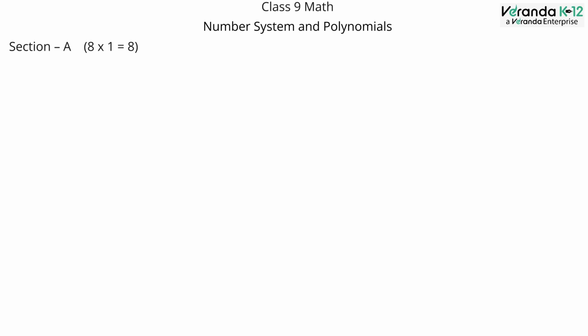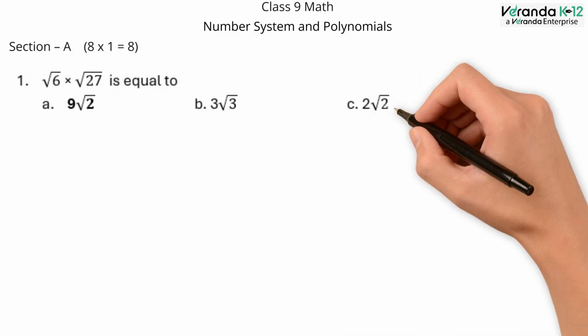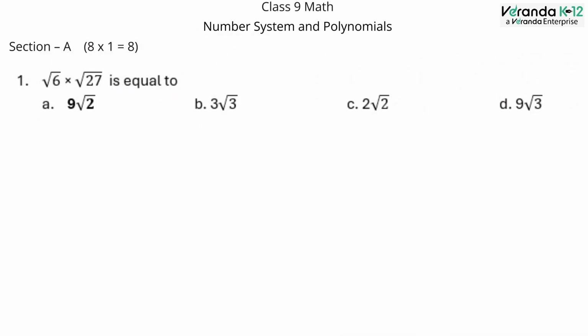Grade 9 Mathematics Weekly Test 1, 20 marks, 40 minutes question paper. Section A. √6 × √27 is equal to: option A, 9√2; option B, 3√3; option C, 2√2; and option D, 9√3.